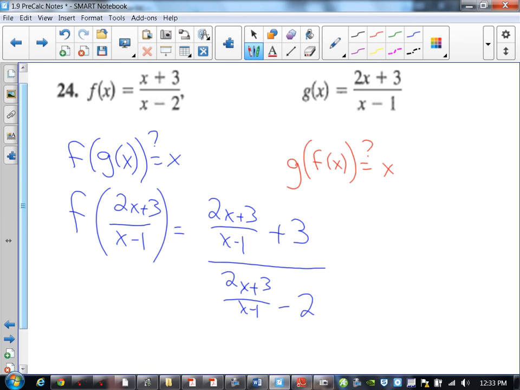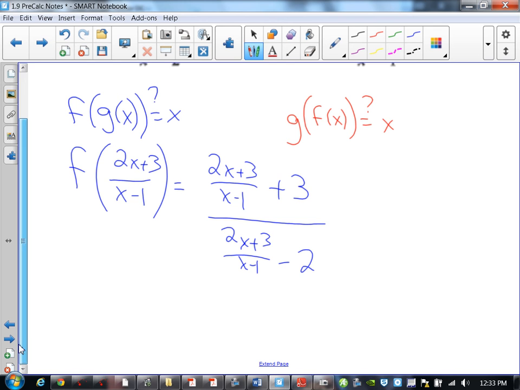It looks pretty bad, but basically, you wind up having to simplify two parts. It's so close. What's going to be the common denominator there? x minus 1. Okay. The numerator, well, this fraction had the x minus 1, so it's 2x plus 3. The other one needed an x minus 1, so we just multiply it in.